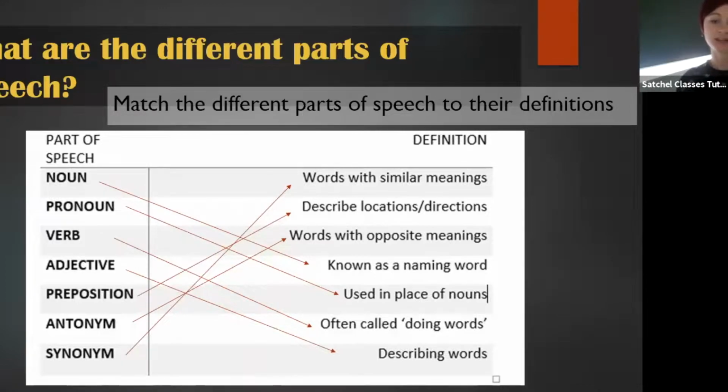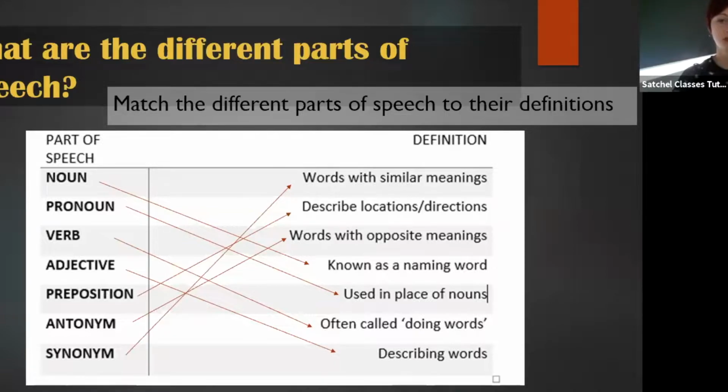So a noun is often known as a naming word. The way that I like to remember it is that the N at the beginning of noun is very similar to, obviously, name. So noun is a naming word. Pronoun is used in place of nouns, and we will come on to the differences between nouns and pronouns later on. Verbs are often doing words, and we will come on to adverbs as well, which run alongside verbs, a bit later on. Adjectives, everybody should know, are describing words.